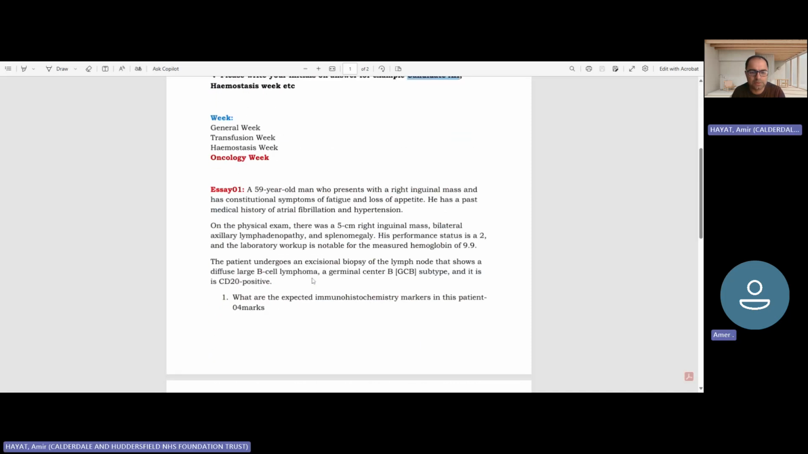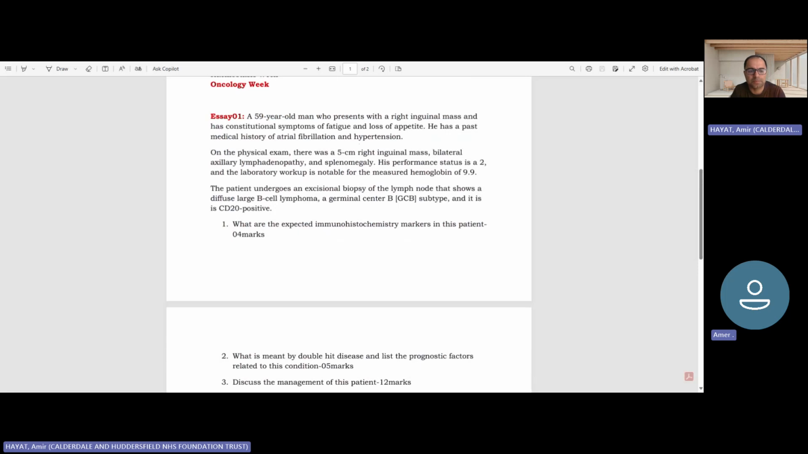Okay? So the first question was about a 59-year-old patient who had a big mass in the right inguinal area, and the excisional biopsy shows that the diagnosis is diffuse large B cell lymphoma, and it is a germinal center B subtype. The scenario also mentioned the performance status of the patient is 2, and no other information was given about patient testing like LDH, extranodal site involvement, etc.